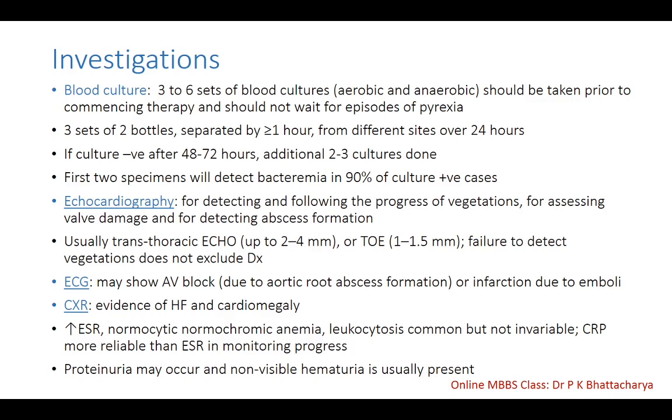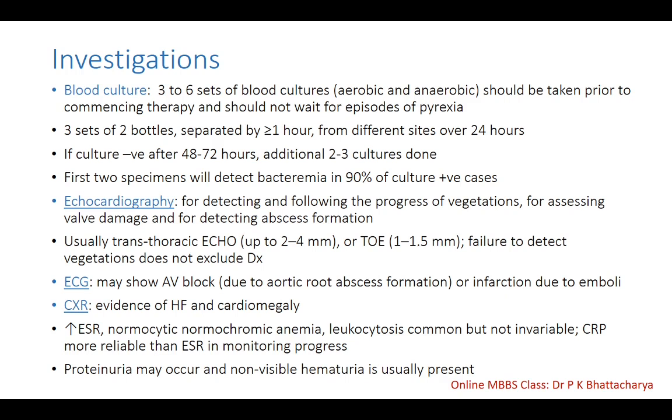The usual transthoracic echoes can detect vegetations up to 2 to 4 millimeters in size. They can detect quite a small size. And transesophageal echocardiography, TOE, can detect vegetations as small as 1 millimeter. However, always remember that even if you cannot detect vegetations in the echo, you cannot rule out the diagnosis of infective endocarditis. If you clinically suspect, or if there is a virological or bacterial confirmation by culture, even if you miss the vegetation, you have to be assured that the person has infective endocarditis.